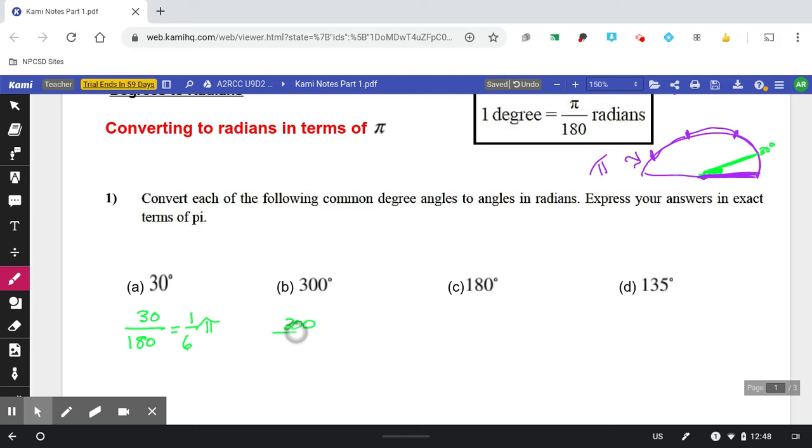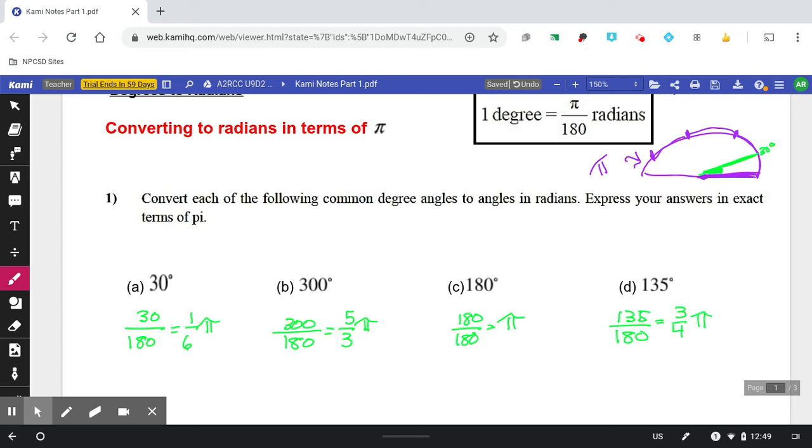Okay, you can do the same thing with the 300. You can say, well, 300 is what fractional part of 180 degrees? Well, it turns out that it's more than 180 degrees, so it's going to be an improper fraction where it's going to be 5/3 of pi. Okay, here 180 degrees, well, 180 degrees is 1 full pi, so that's going to be pi radians, and 135 degrees out of 180 is going to reduce down to 3/4 pi.